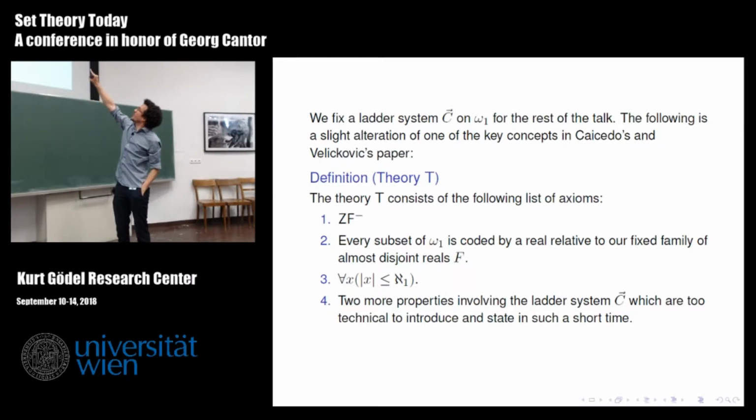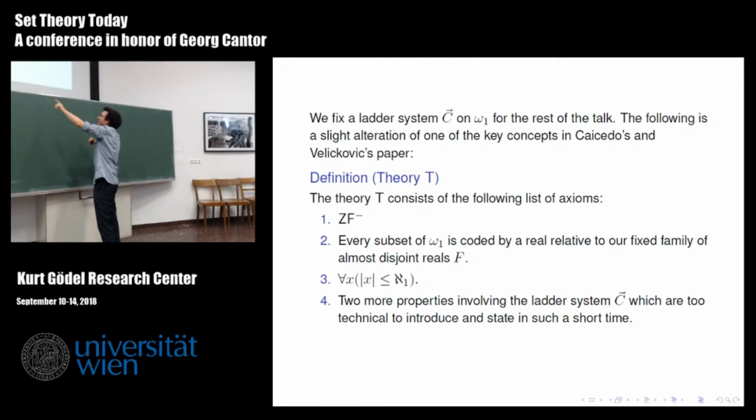Given our ladder system C, which we fixed in advance, we can easily compute an almost disjoint family F of reals out of it. This will be the almost disjoint family relative to which all these almost disjoint codings take place. The third axiom should be that every set of that model is of size less than or equal to Aleph 1. And then in the fourth line, I'm super hand-wavy.